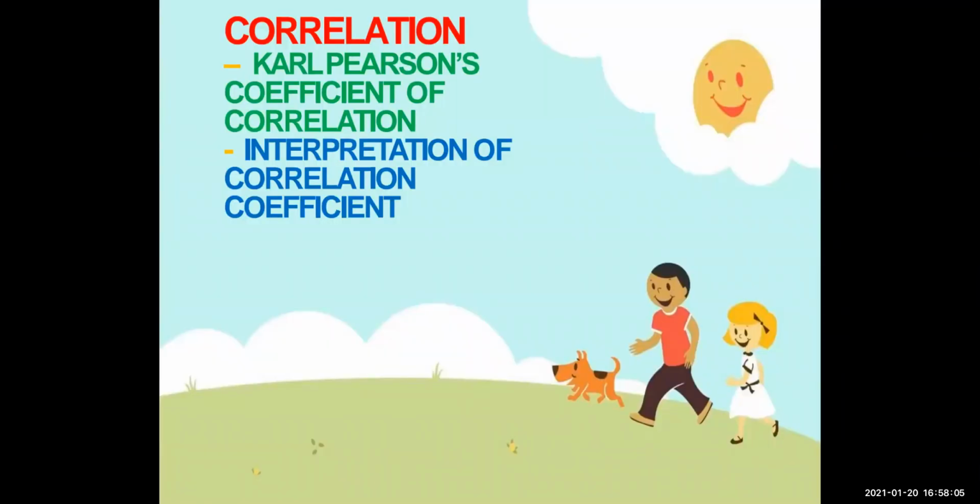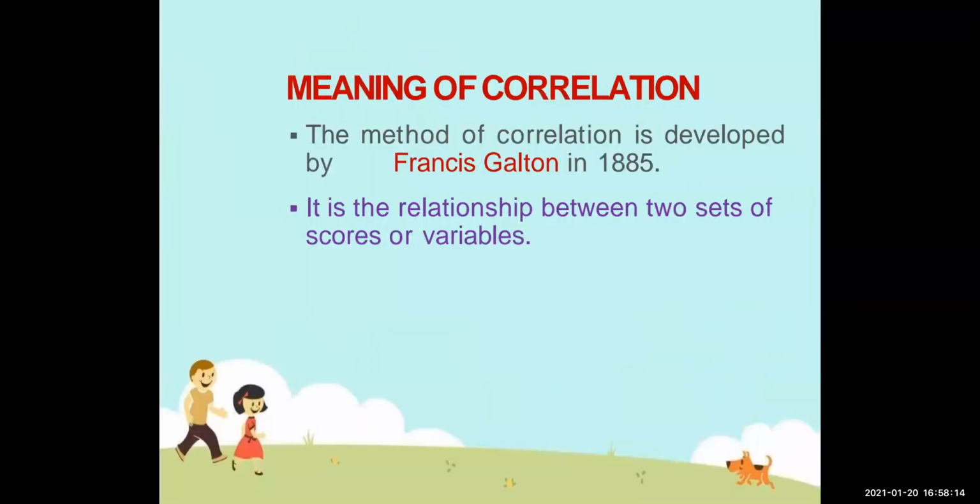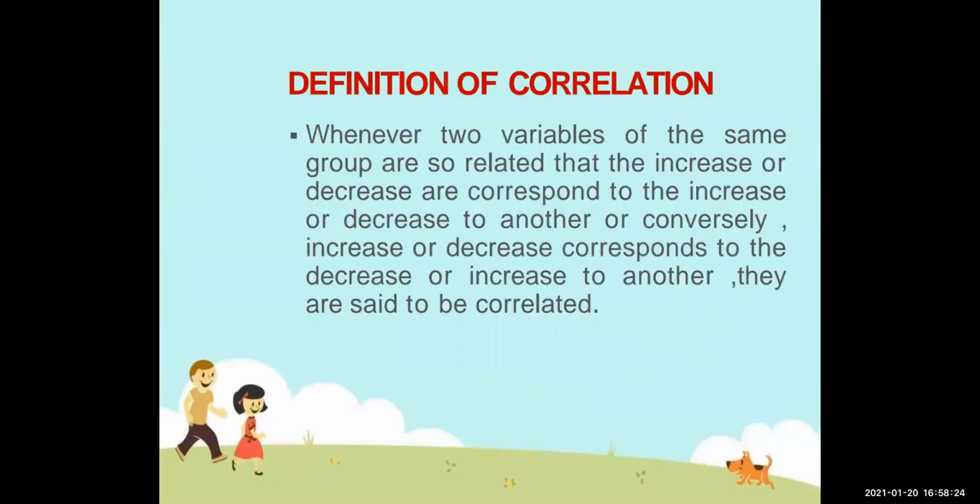After the scatter diagram, now let's study Karl Pearson's coefficient of correlation and interpretation of the correlation coefficient. The method of correlation, as I said, was developed in 1885, and it is the relationship between two sets of scores or variables. Whenever two variables of the same group are so related that the increase or decrease in one corresponds to the increase or decrease in the other.